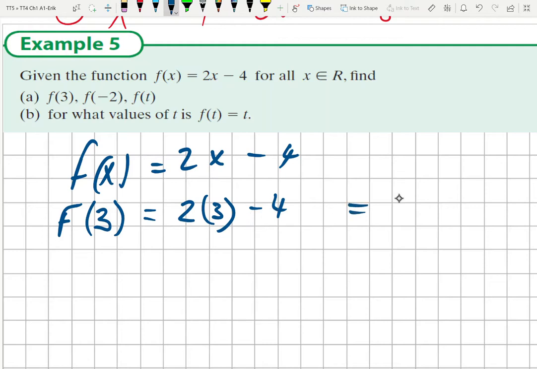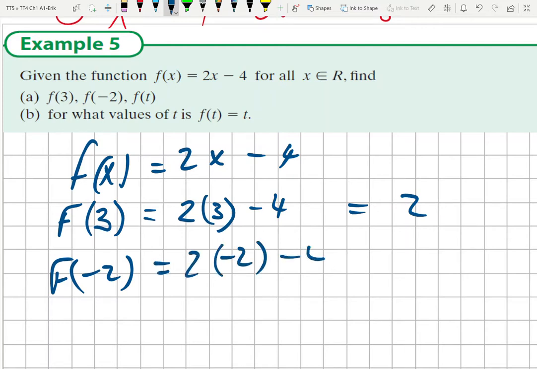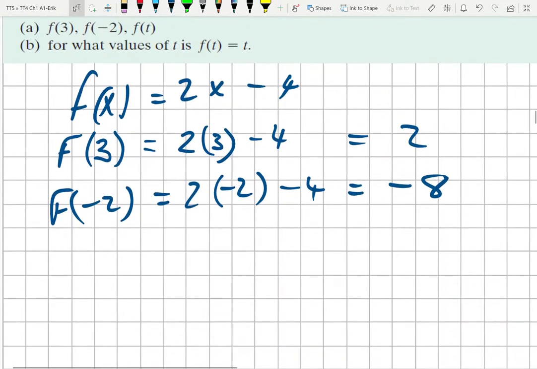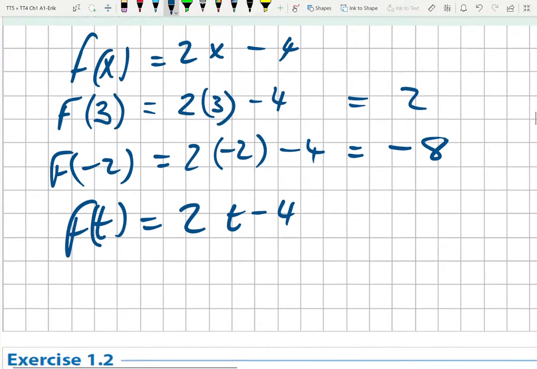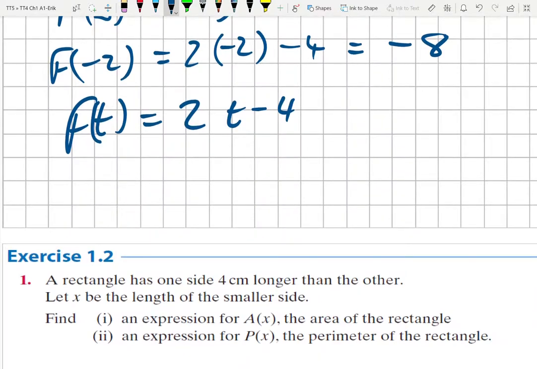6 take 4 is 2. Substitute negative 2. And of course, just substituting t means you just write f of t equals 2t take 4. There's your dummy variable. Now, what value of t makes f(t) equal to itself? So if it's equal to itself, 2t minus 4 equals t. Okay, so t equals 4, solving that.